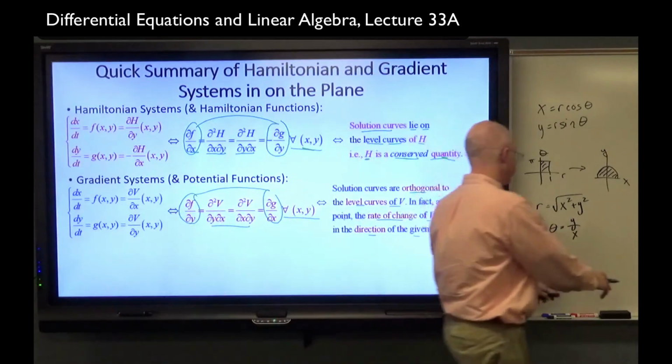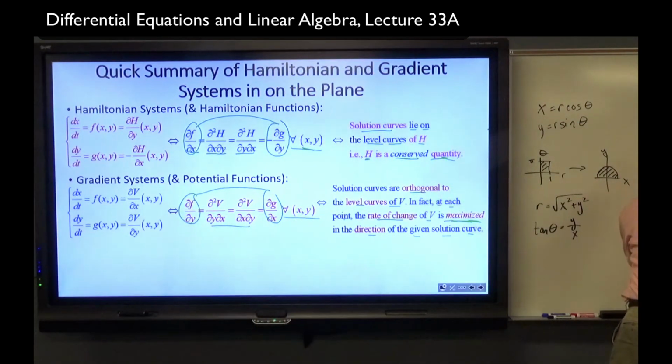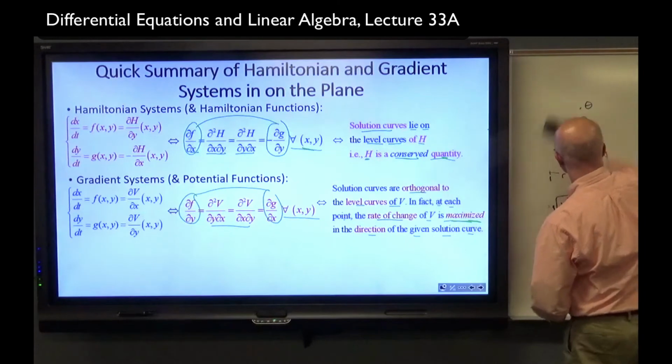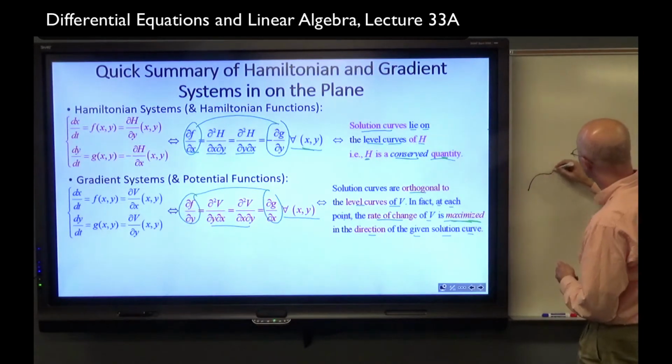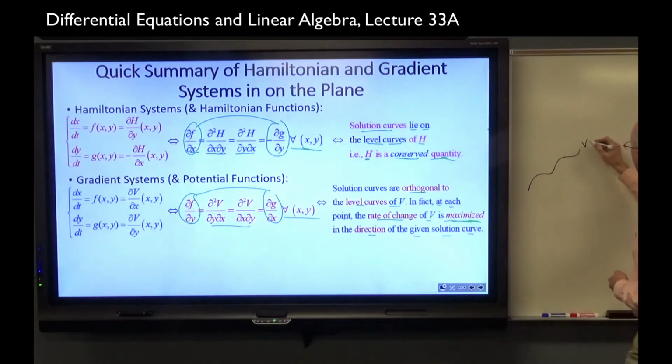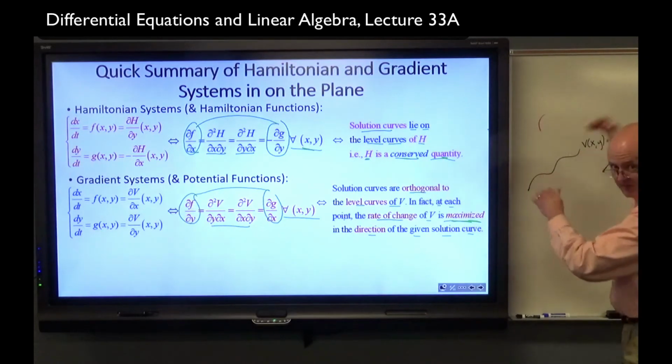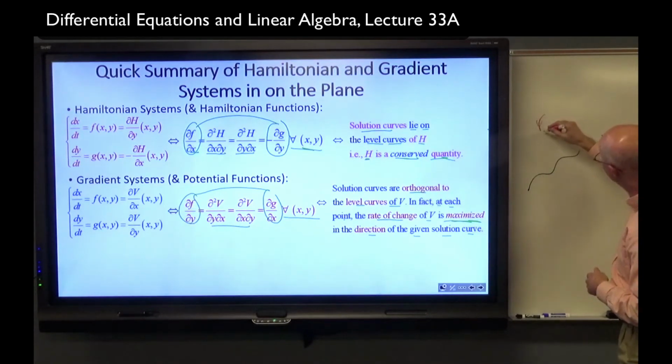So in other words, if this black curve is a level curve of v, it's a curve where v of x, y is some constant, call it C. There'd be other level curves as well, but let's say this is a solution curve here.